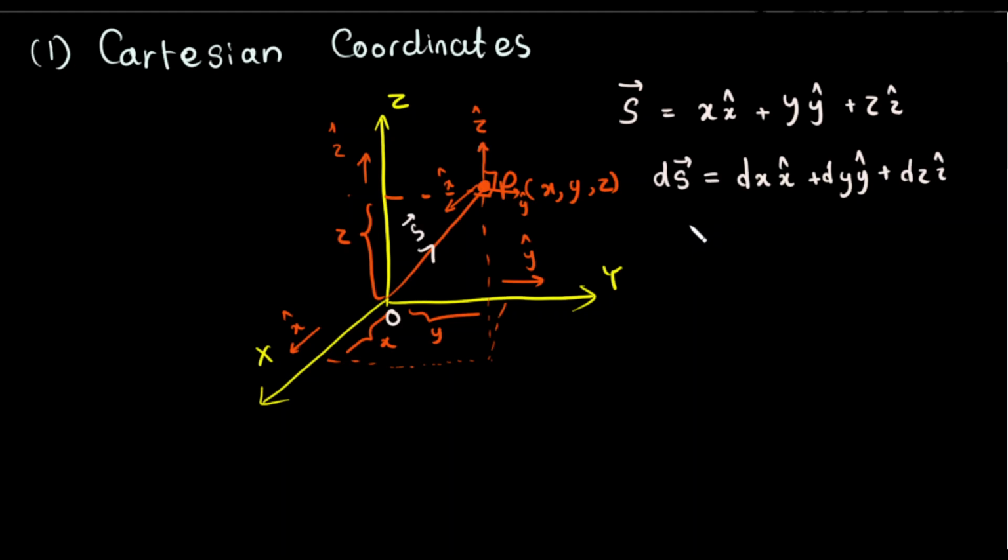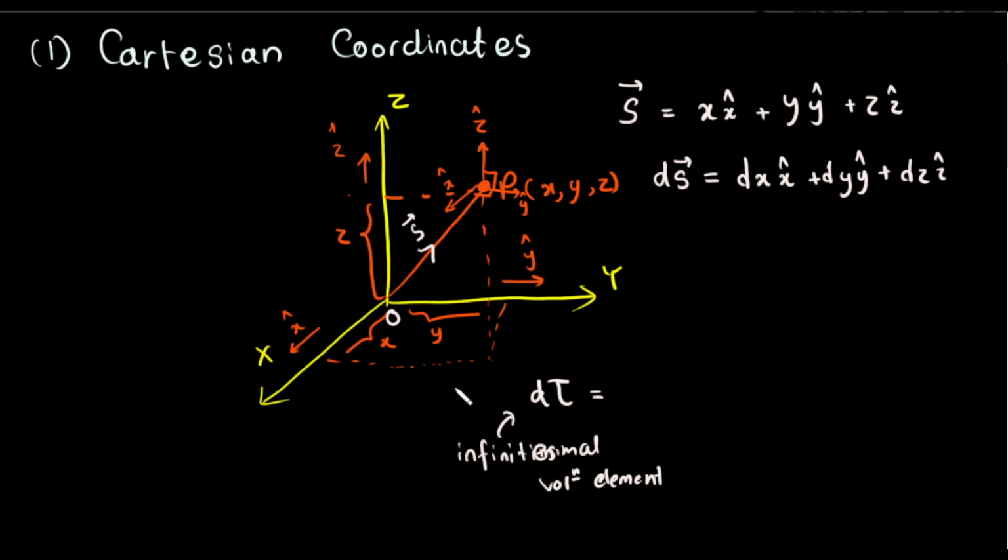Right now I'm going to introduce a new term, the infinitesimal volume element. The infinitesimal volume element can be defined as d tau. This can be written in terms of dx, dy, dz. These are the coordinates, these are the variables.